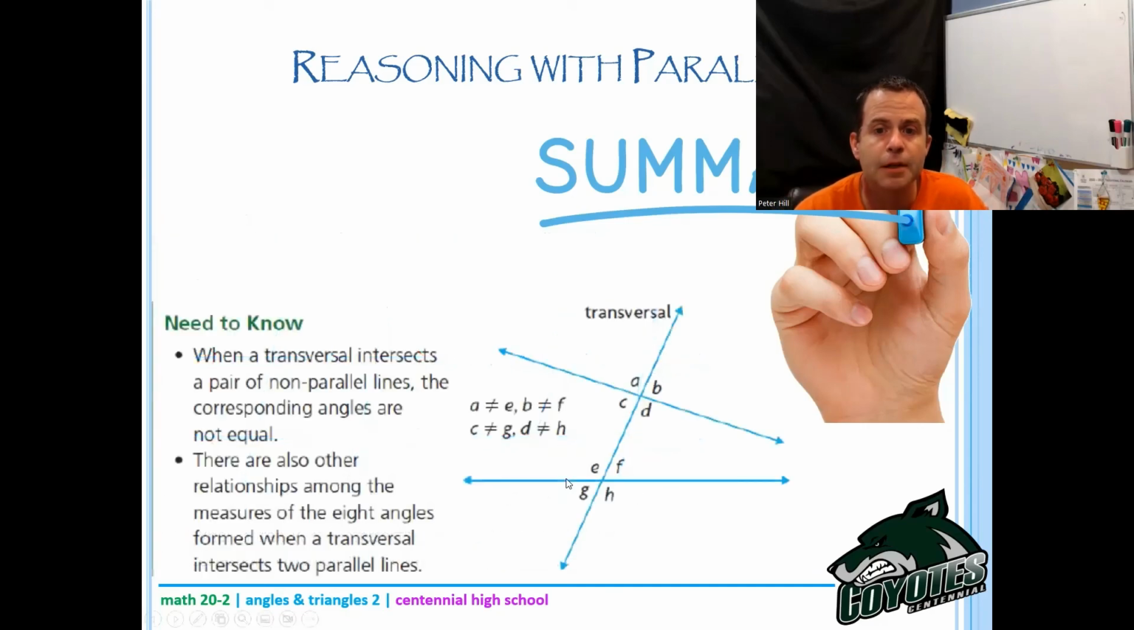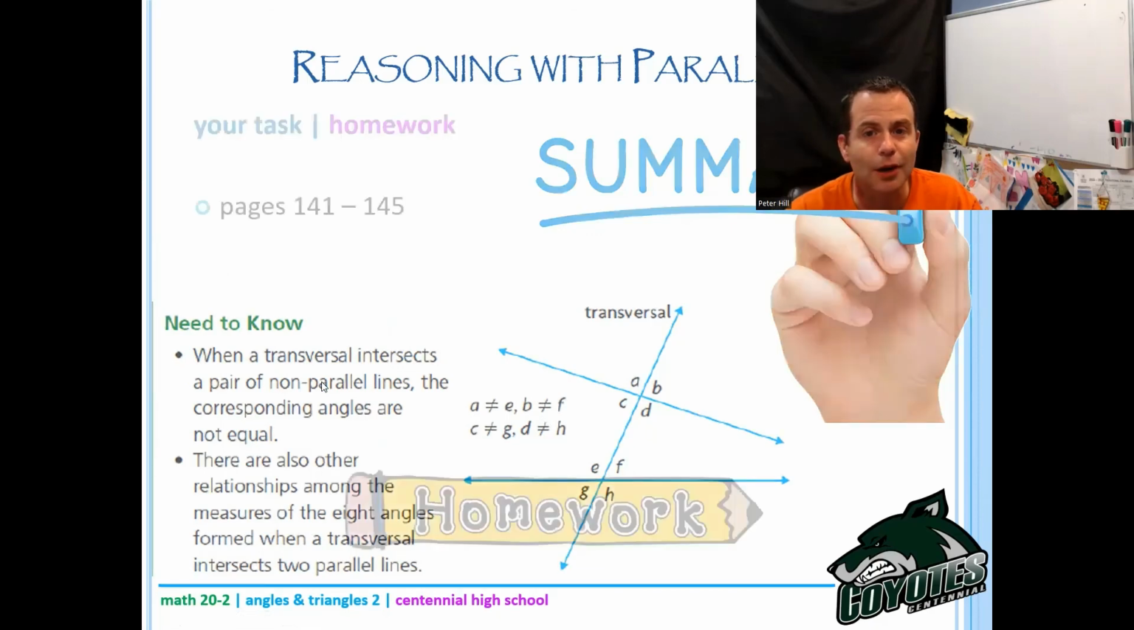When a transversal intersects a pair of non-parallel lines, there's not all of those equality statements that we just talked about, so be careful of that. There are also other relationships among the measures of the 8 angles formed when a transversal intersects 2 parallel lines. Okay. All right, my friends, that was awesome.